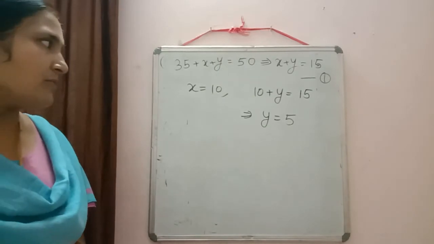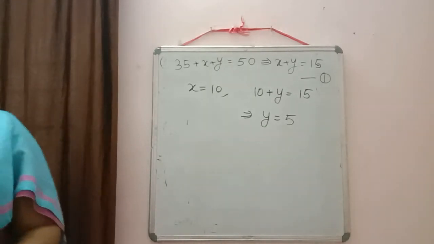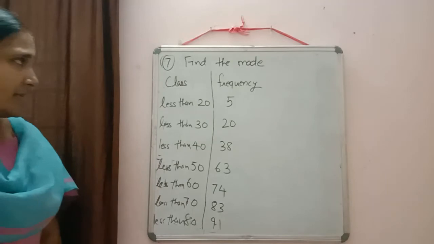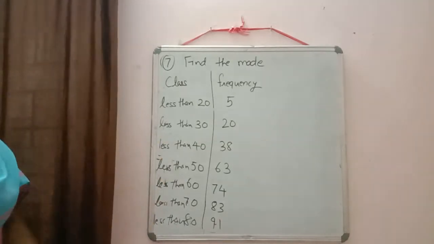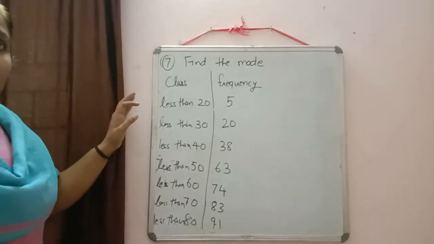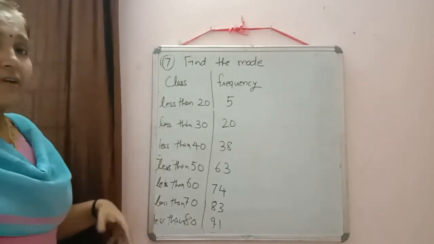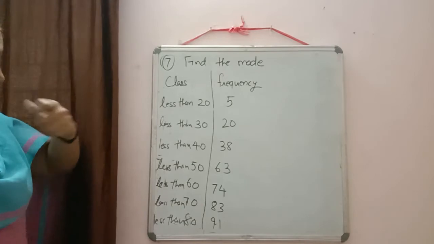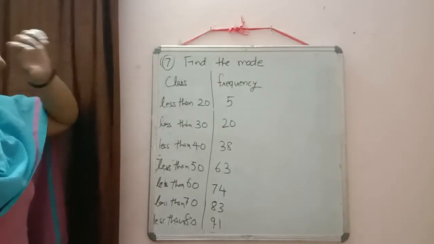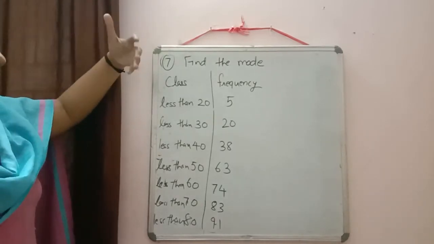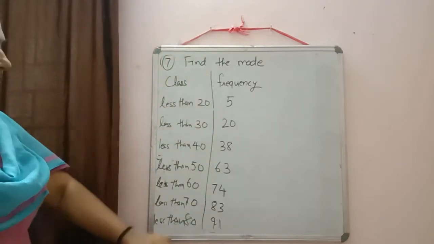Okay, so moving on to the next question. Now all of you check the next question. We have to find out the mode. But in this one, class intervals are not given. You can check the question here. Instead of class interval, they wrote in this way. Suppose this is the information about the number of students who got these many marks.